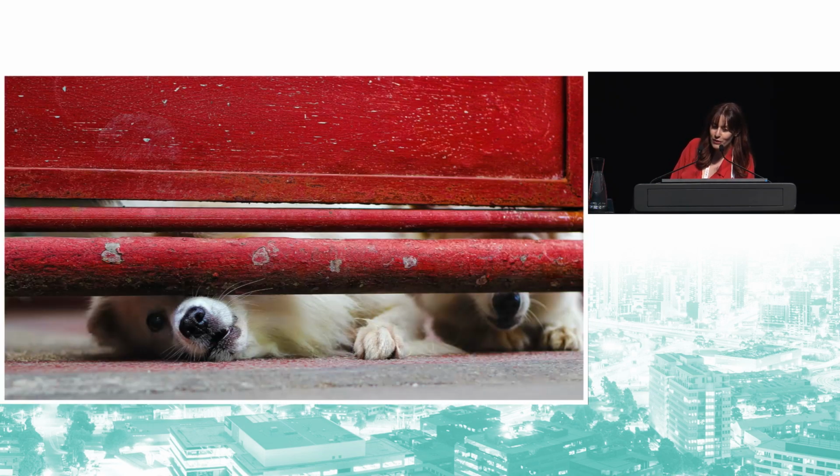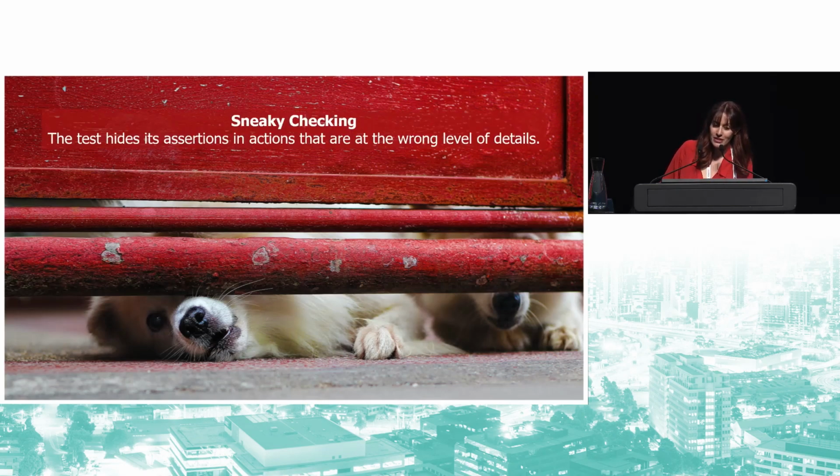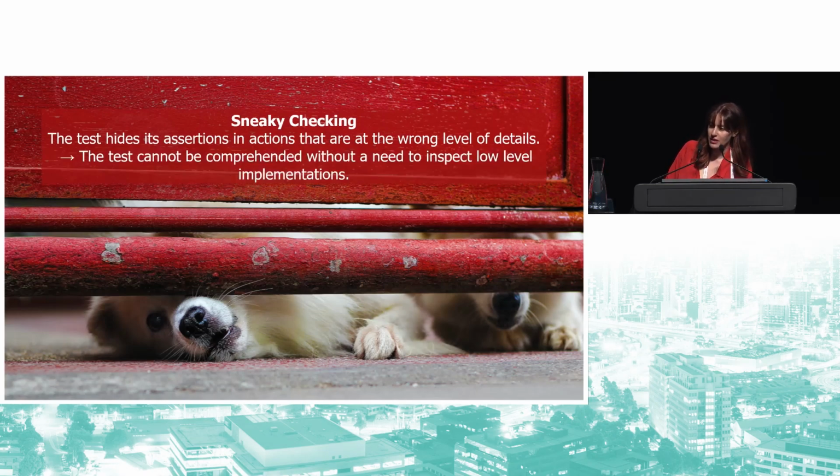And I will try to give you some examples because I know sometimes it's very hard to visualize a smell. Here we have a first smell, which is sneaky check-in. So this smell happens when a test is hiding its assertions in actions that are at the wrong level of detail. So instead of keeping the assertions at the design specification level, we are actually putting them at the implementation level, which of course makes the test difficult to read and also less maintainable.